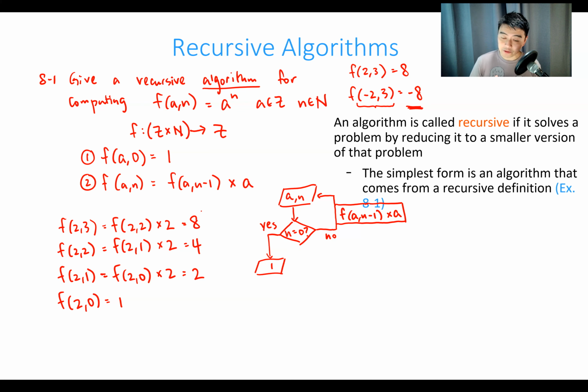Now, as I said before, there are other types of recursive algorithms. So let me point some of them out right now, and then near the end of the course, I will come back and talk about another type of recursive algorithm, or another example of a recursive algorithm.